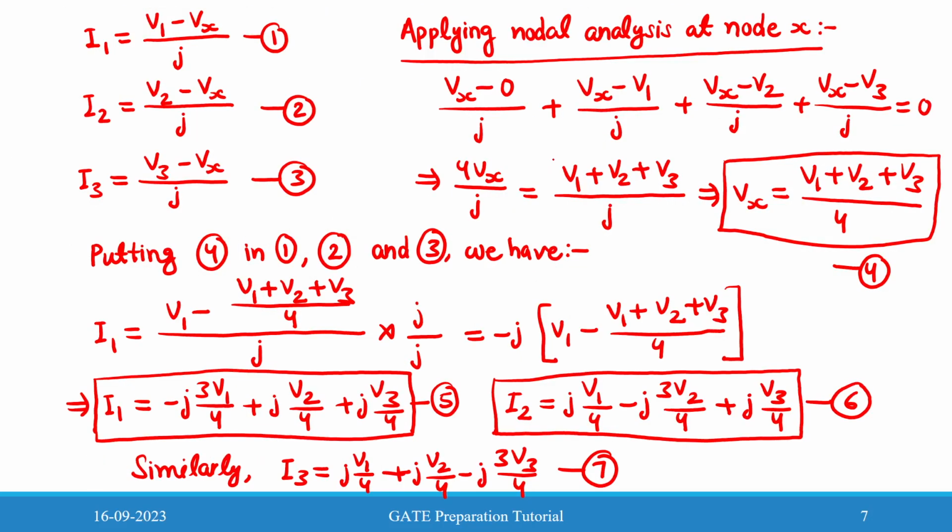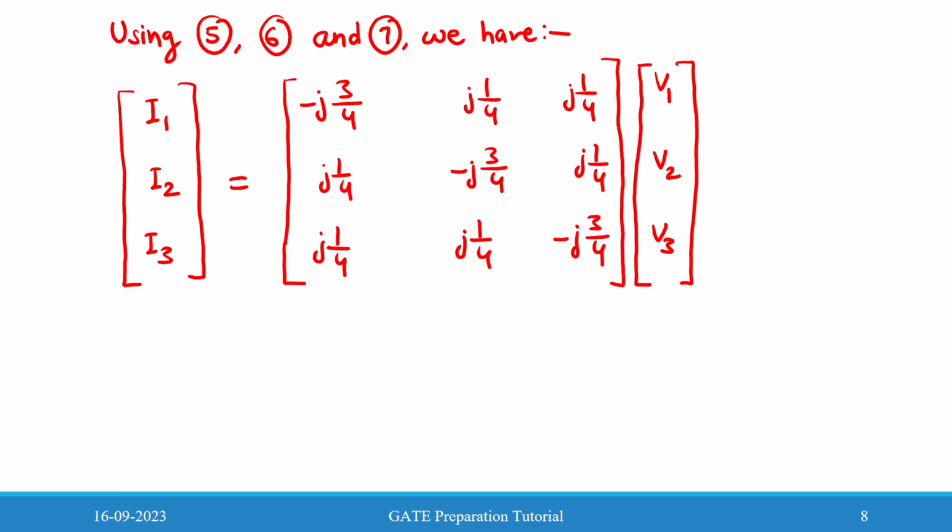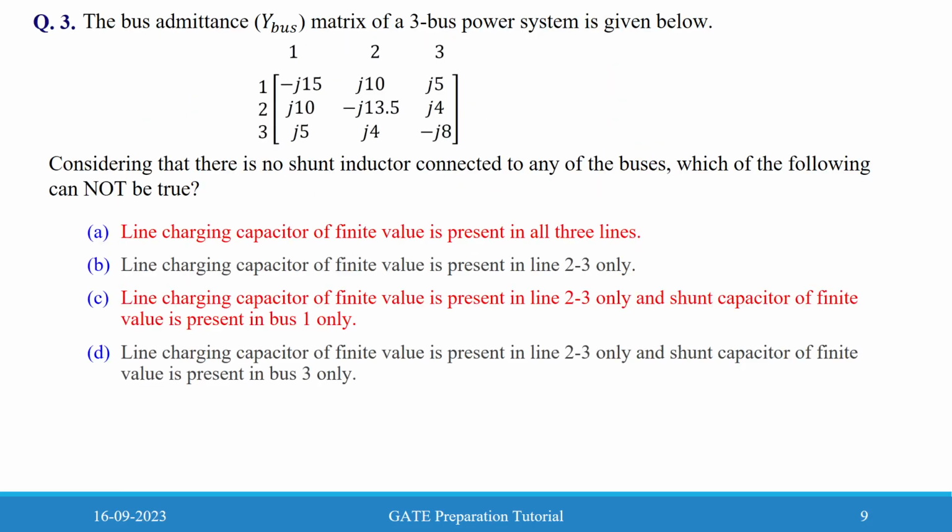So if anyone has a doubt till here, let us see the next problem, problem number 3. The bus admittance matrix of a 3 bus power system is given below. Considering that there is no shunt inductor connected to any of the buses, which of the following cannot be true? So whatever is coming true, you have to just ignore that, and in this question we want what is not true, so be careful while reading the problem.